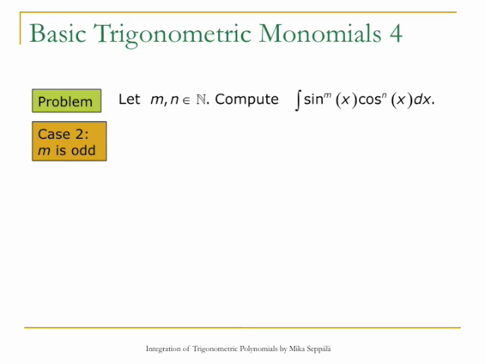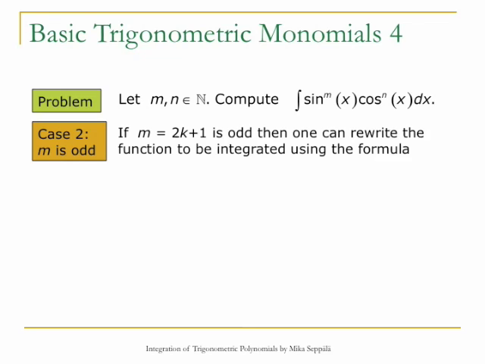A similar trick can be applied if the power of sine is odd in the integral. So now we consider integrals of the type sine to some power m of x times cosine to some other power n of x dx, where m and n are positive integers. Furthermore, we assume that m is odd. Therefore, m is of the form 2 times k plus 1, where k is an integer.